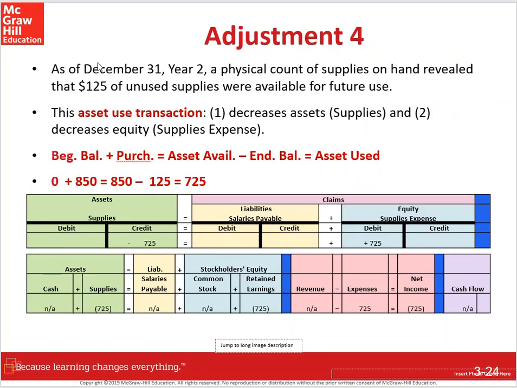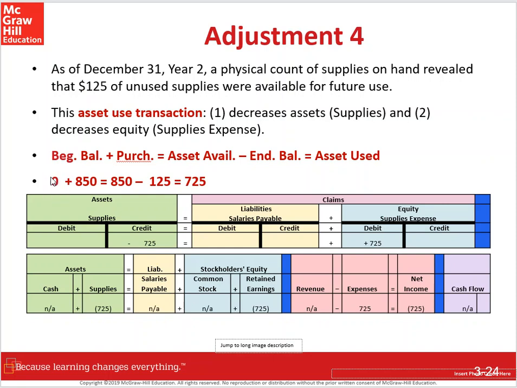Adjustment 4. As of December 31st, year 2, a physical count of supplies on hand revealed that $125 of unused supplies were available for future use. So first, let's take a look at what they're saying here. They're saying that $125 of supplies are remaining. They didn't tell us how much we actually used up. And remember, we're expensing what we used up. So what they're telling us is that we want the ending balance in our supplies asset account to be $125, but we need to figure out what we have and therefore how much we've used up.